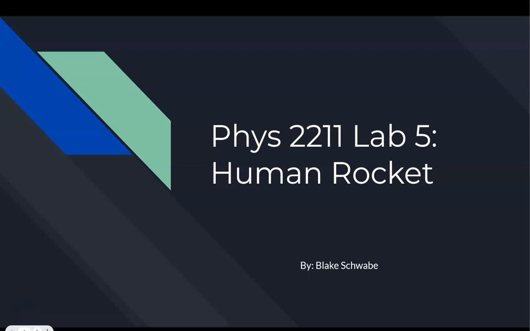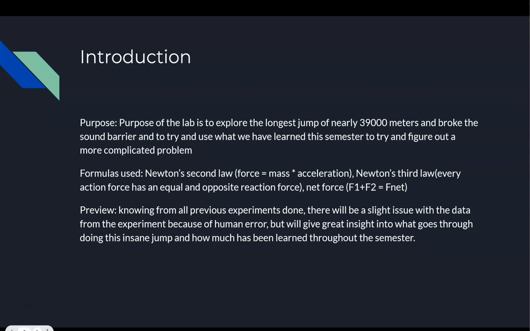Welcome to Physics 2211 Lab 5, Human Rocket, by Blake Schwabe. The purpose of this lab is to explore the longest jump of nearly 39,000 meters, which broke the sound barrier, and to try and use what we have learned this semester to figure out a more complicated problem.